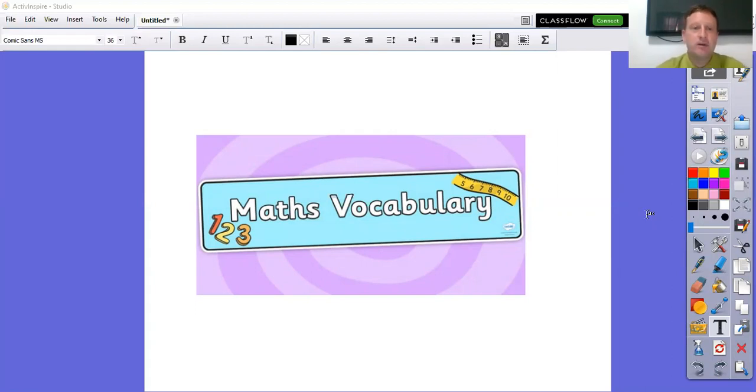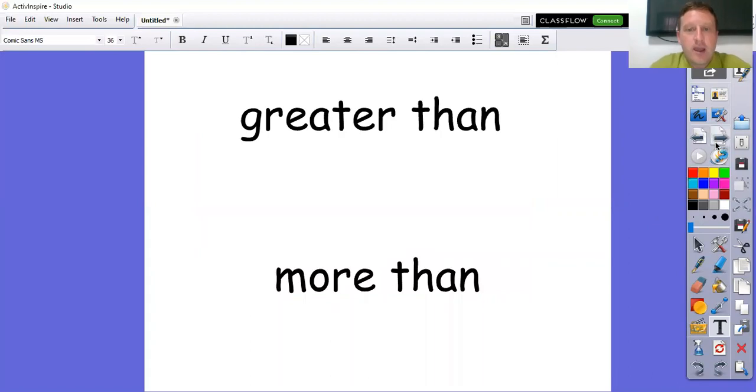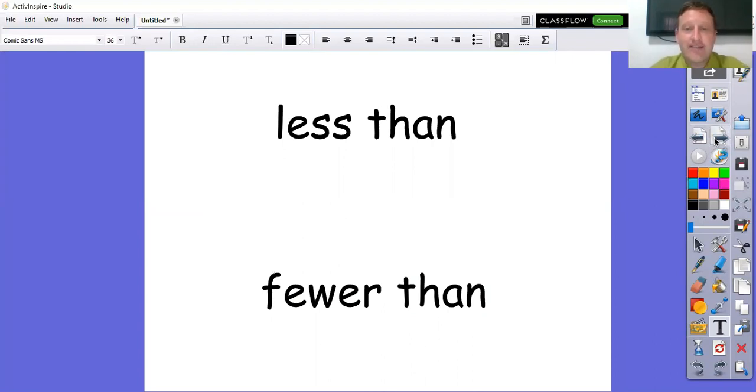Okay guys, so the first thing we are going to learn about is greater than. And greater than means more than. So this will be the biggest number that you can see, okay? Greater than and more than. We will also learn the words less than, which means fewer than. And this will be the smallest number when we compare two numbers.